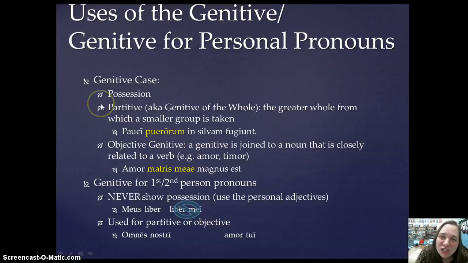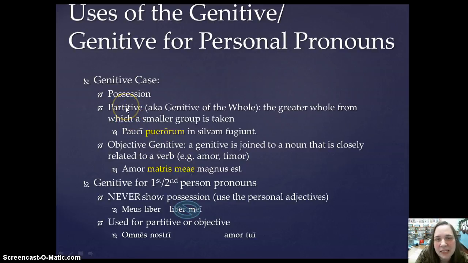Okay, so let's talk genitive case. The only use of the genitive that you have learned up until now is that it shows possession, okay? And that is very, very common, probably the most common use of the genitive case. But there are some other somewhat common uses that you should begin to learn. And by begin to learn, I mean, you know, learn. But this is your first introduction to them.